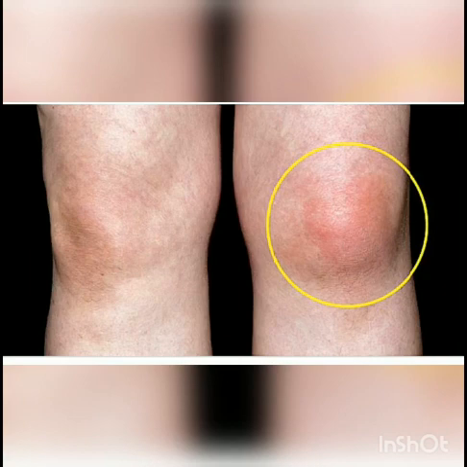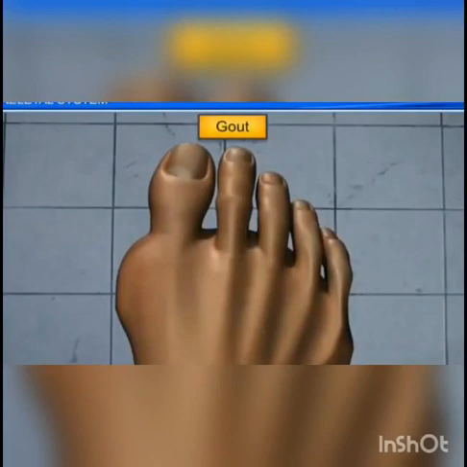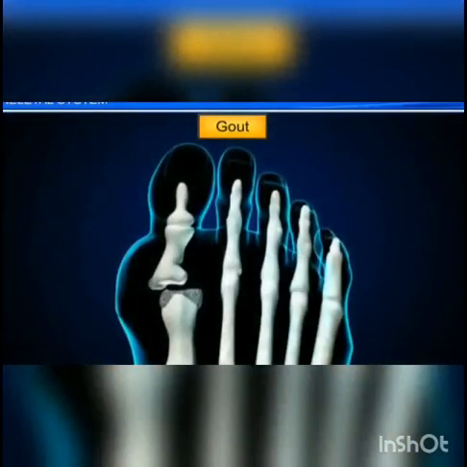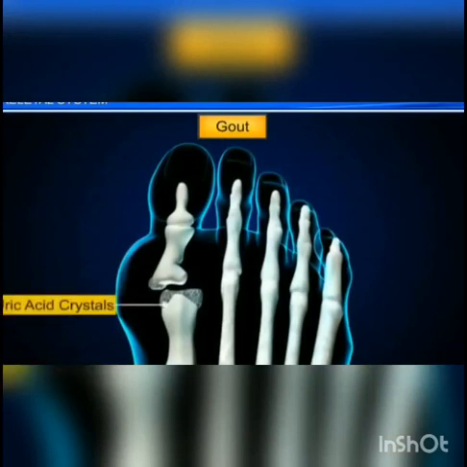Next one is the gout. Inflammation of joints due to accumulation of uric acid crystals or the inability to excrete this uric acid. It gets deposited in the synovial joint.